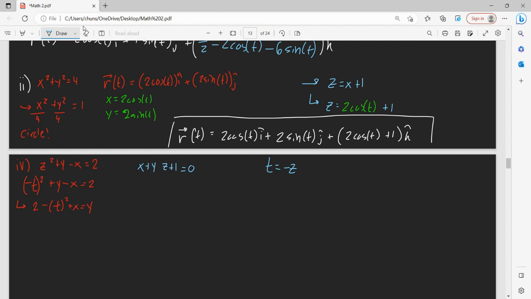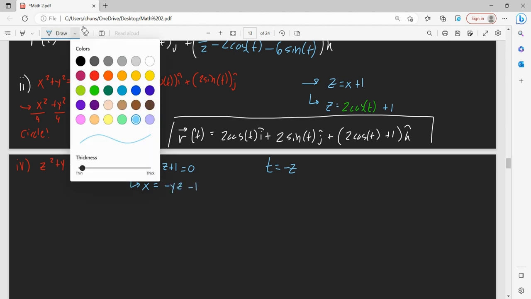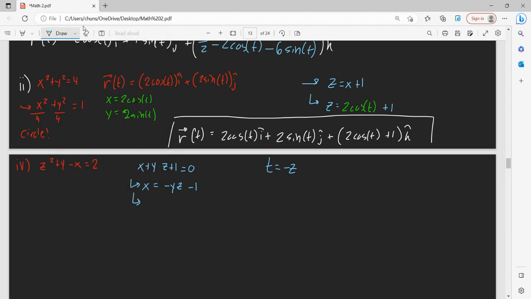And then let's make this one equal to y as well. Actually, no, it'd be easier to make this equal to x. Trial and error is going to be a big theme of these kinds of questions. Okay, I'm going to start with this one instead. Let's do x is equal to negative yz minus 1. And then let's plug in for our t. So this is going to be positive t, y minus 1.